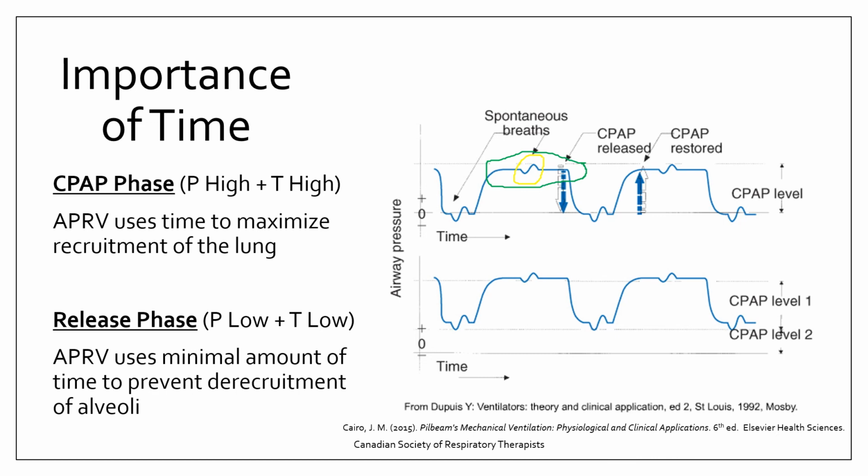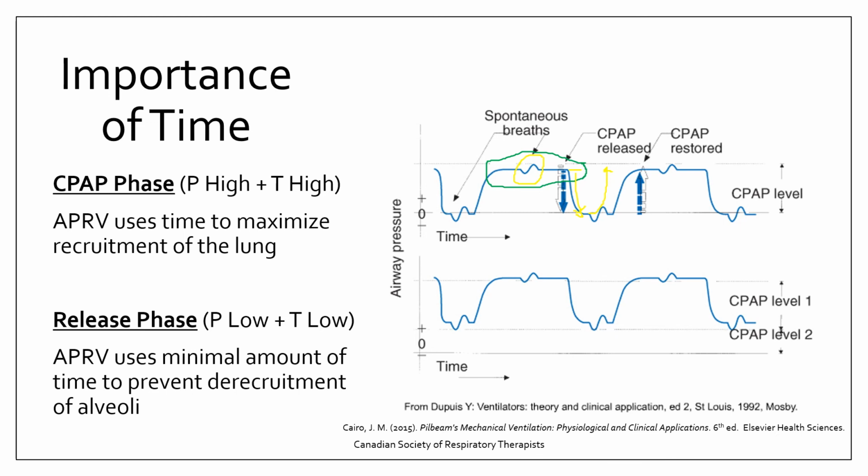So APRV uses time to maximize lung recruitment. You're essentially going up to this nice high pressure, recruiting all kinds of alveoli, staying at that high pressure, allowing the patient to spontaneously breathe if they want to, maximizing our surface area for gas exchange, and then every so often releasing that CPAP so that we can dump out CO2 and then go back up to that high pressure again, re-recruit all those alveoli, and maintain that nice large surface area for gas exchange.